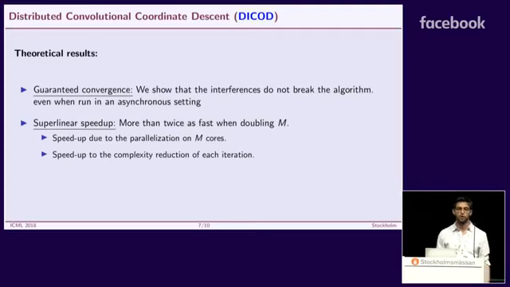We also show that this algorithm enjoys a superlinear speedup. That is to say that if you double the number of cores, you are going more than twice as fast. This is because you have two sources of acceleration. The first one is that you're using more cores to perform your updates. And the second one is that when you increase the number of cores, you're also reducing the complexity of each iteration because you're considering a smaller subsegment.